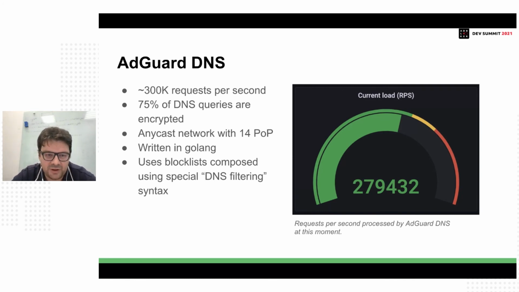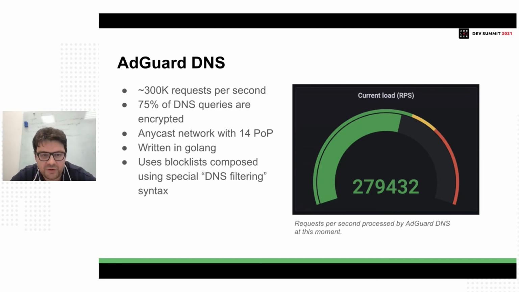If you take a look at Cloudflare DNS or at Quad9 DNS stats, you will see that encrypted DNS is just a small share of all queries. But for content blocking DNS, this is very different. Most of the traffic is encrypted.